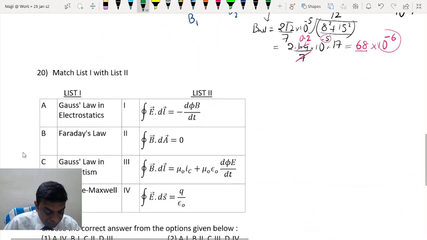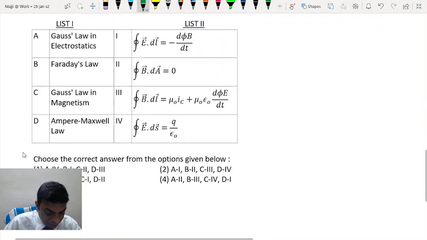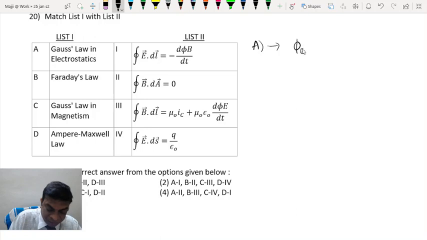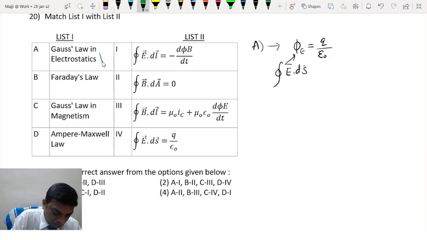Moving on to the next question. We have a match the type question. List 1 has certain fundamental laws related to electrodynamics, whereas list 2 has their corresponding mathematical formula. Now, Gauss law in electrostatics. Gauss law states that the total electric flux through a Gaussian surface is the charge enclosed divided by epsilon 0. Total electric flux around the closed surface will be this. So A should be mapped to 4. This is the correct answer, but still we'll explore the other options also.